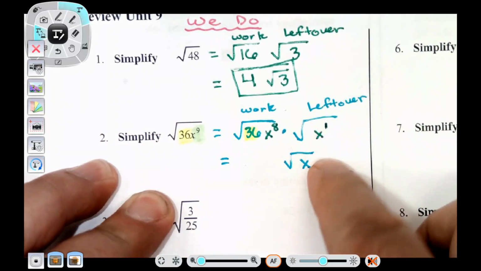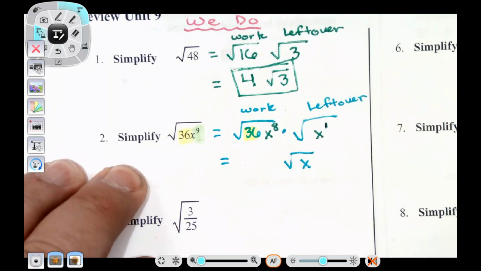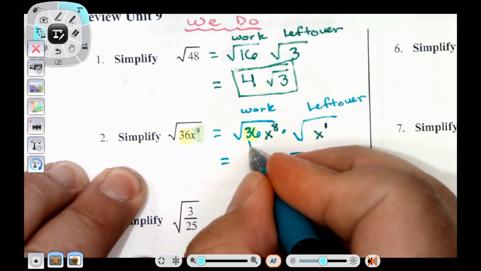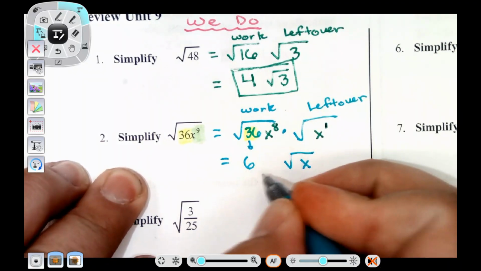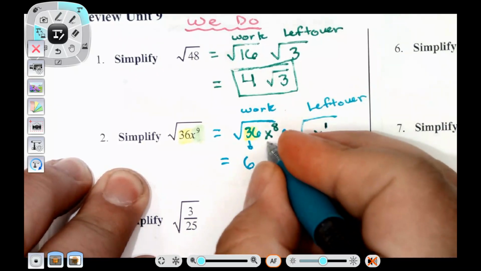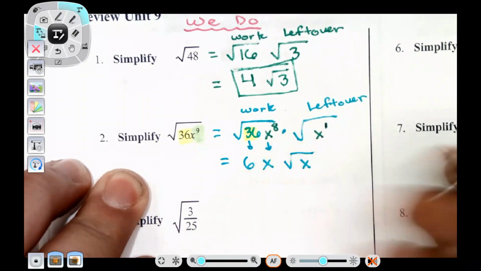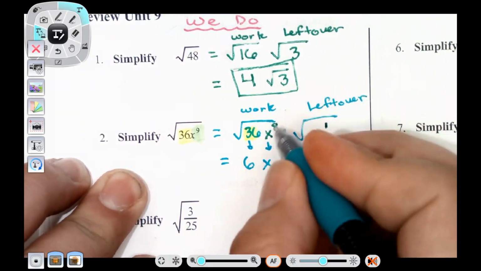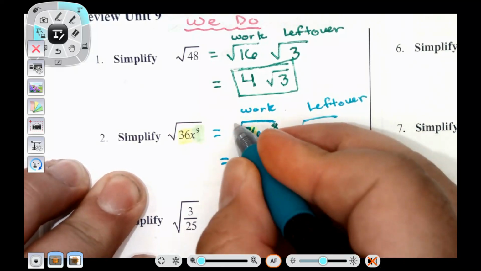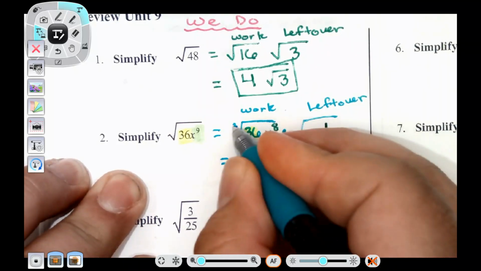Nothing is going to happen to this, so leave it alone. But now I can use my word wall. The square root of 36 is 6. There's an x next to it, so I instantly write the x without thinking about it. But remember, we are cutting it in half, because there's a little index of 2, we're cutting in half.